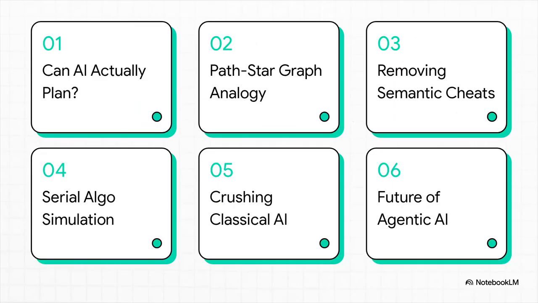So here is our roadmap for the explainer. 1. Can AI actually plan? 2. The path star graph analogy. 3. Removing semantic cheat codes. 4. Serial algorithmic simulation. 5. Crushing classical AI planners. And 6. The future of agentic AI.